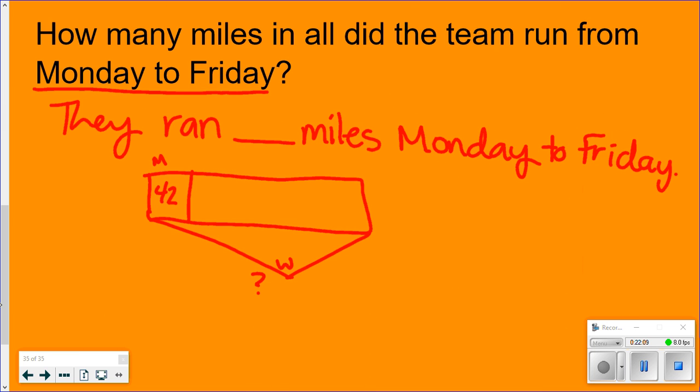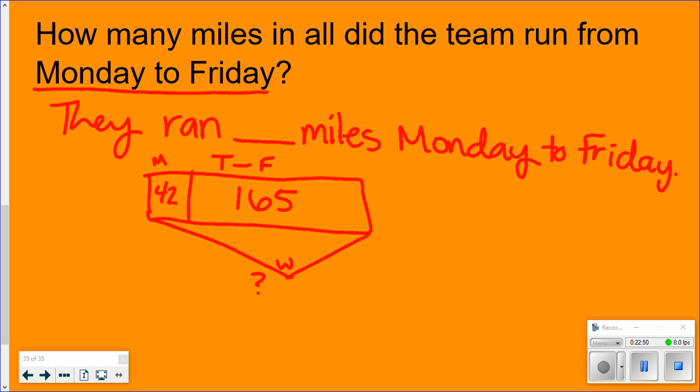right here is Tuesday through Friday, this section. And my problem told me they ran 165 miles on those days. Gavin, you got that written down? What equation matches that?